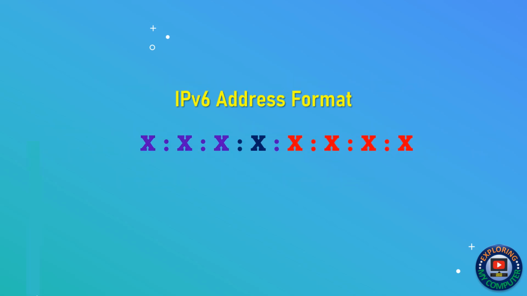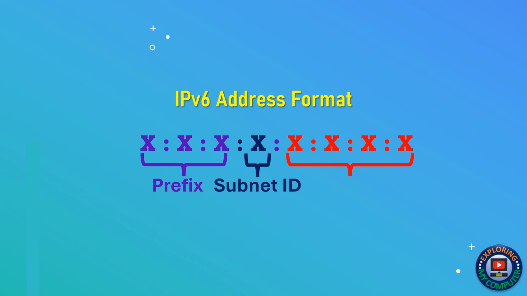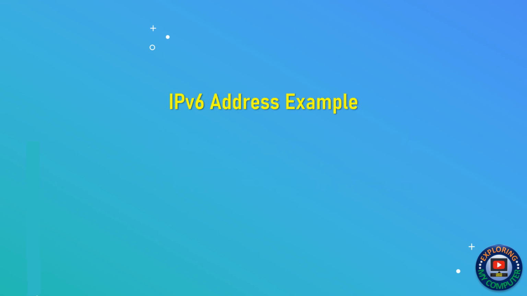IPv6 address format is shown here. It has 3 parts: 1. prefix, 2. subnet ID, 3. interface ID. An IPv6 address example is shown here.